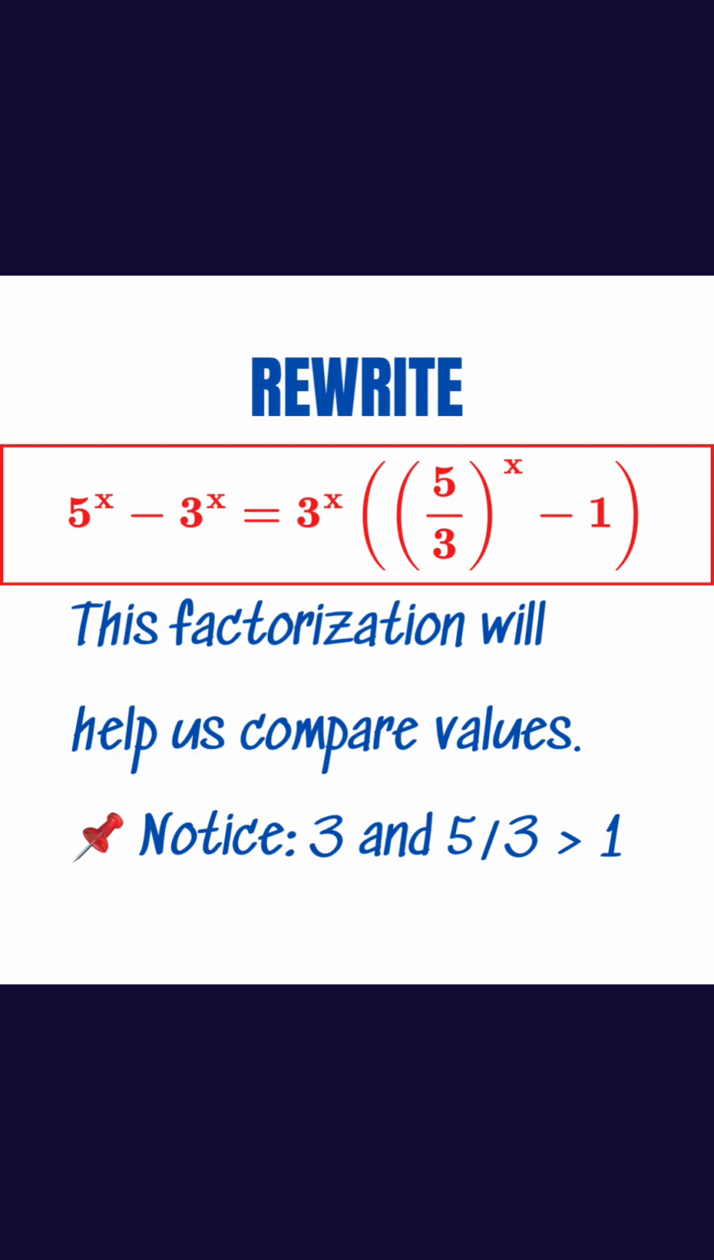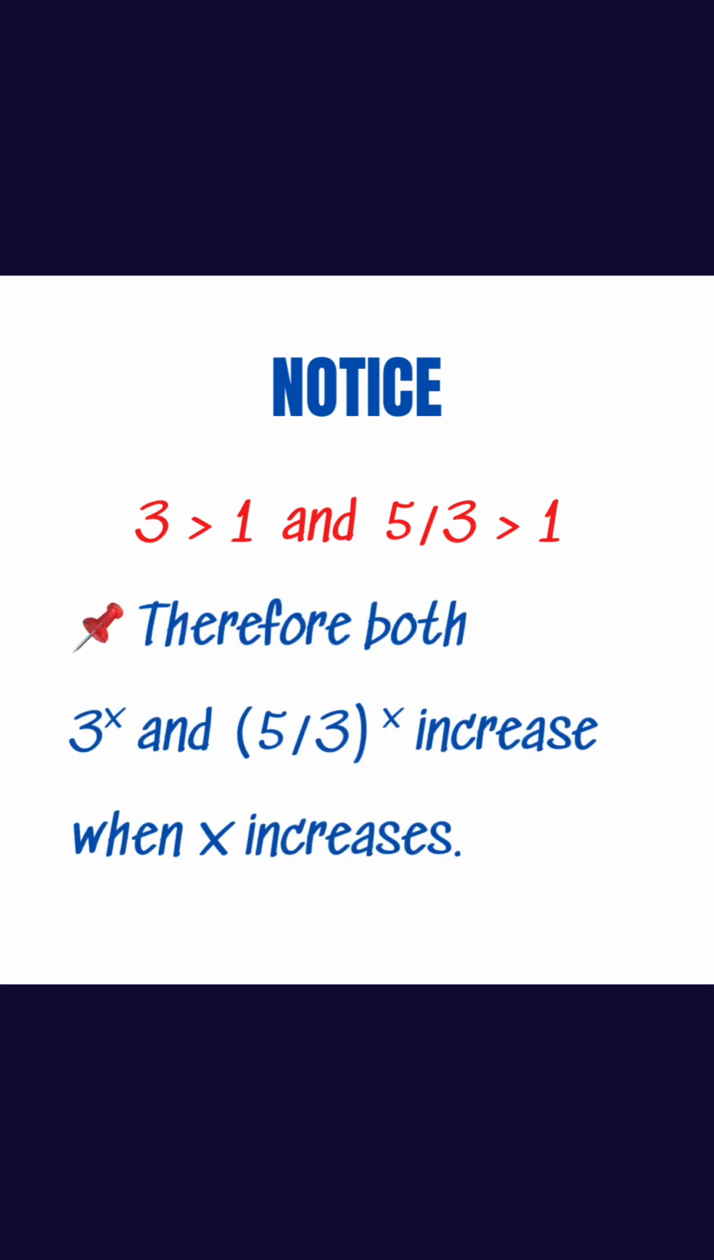Notice that both 3 and 5/3 are greater than 1. Now notice something important. 3 is greater than 1, and 5 divided by 3 is also greater than 1. Therefore, 3 to the power x and 5 divided by 3 raised to the power x both increase when x increases.